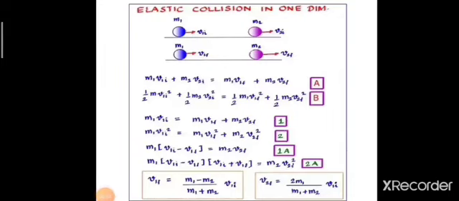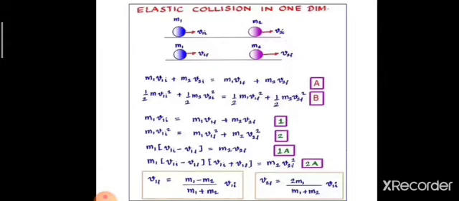Considering the elastic collision in one dimension, total momentum before collision is equivalent to total momentum after collision, and total kinetic energy before collision is equivalent to total kinetic energy after collision. So, m1 v1I plus m2 v2I is equal to m1 v1f plus m2 v2f. Similarly, half m1 v1I square plus half m2 v2I square is equivalent to half m1 v1f square plus half m2 v2f square.